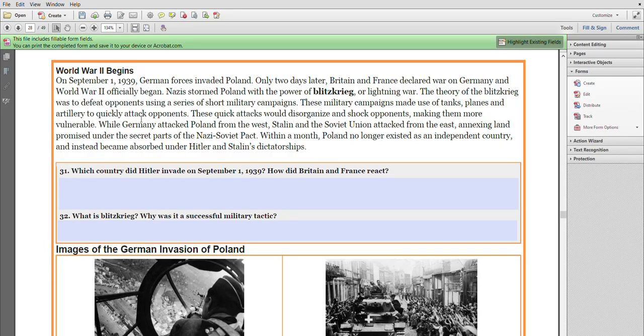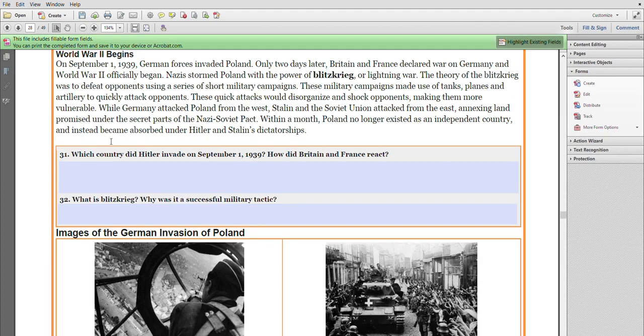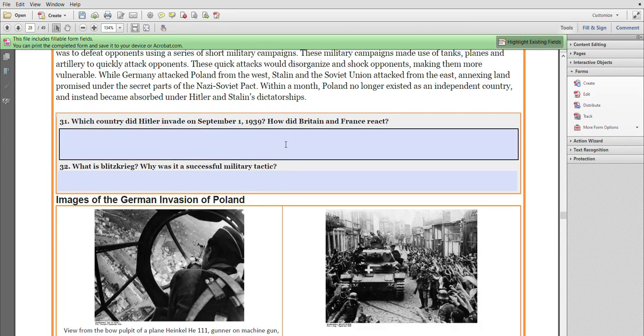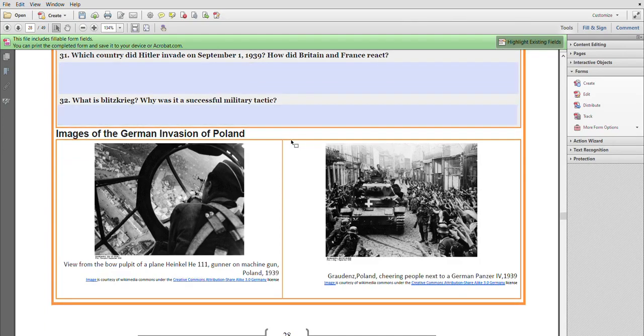While Germany attacked Poland from the west, Stalin and the Soviet Union attacked from the east, annexing land promised under the secret parts of the Nazi-Soviet pact. Within a month, Poland no longer existed as an independent country, and instead became absorbed under Hitler and Stalin's dictatorships. Question 31. Which country did Hitler invade on September 1st, 1939, and how did Britain and France react? Number 32. What is Blitzkrieg? Why was it a successful military tactic?